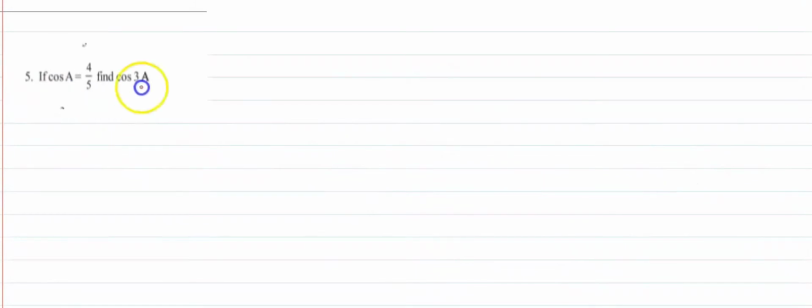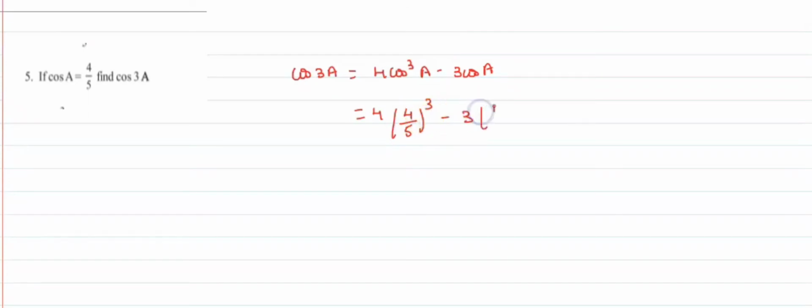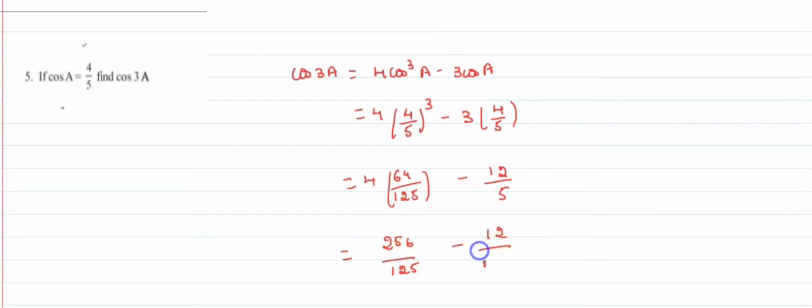Cos A equals 4 by 5. Find the value of cos 3A. So cos 3A value is 4 cos cube A minus 3 cos A. Cos A value is, as mentioned in the question, 4 over 5 whole cube minus 3 into 4 by 5. So this is 4 into 4 cube is 64, 5 cube is 125, minus 3 4s is 12 over 5. So 64 into 4, that is 256 over 125 minus 12 over 5.